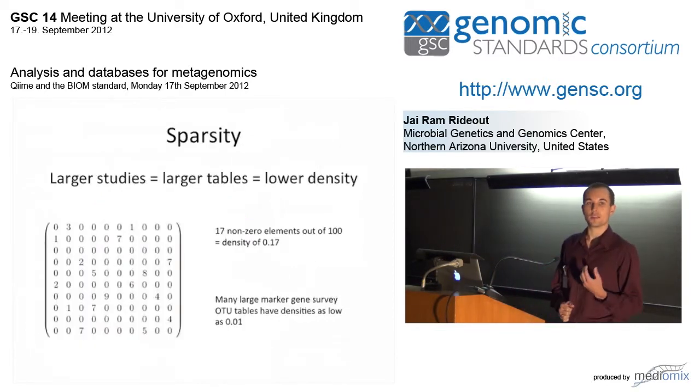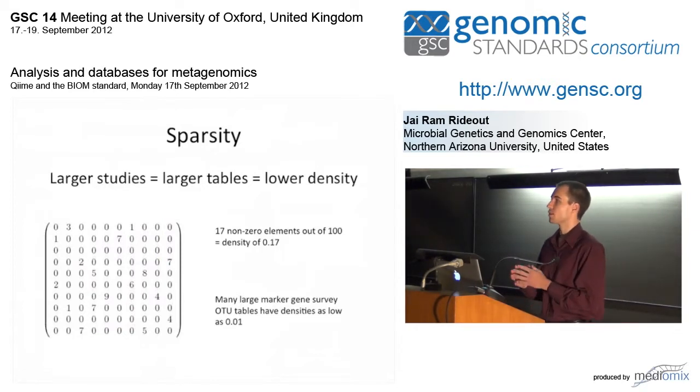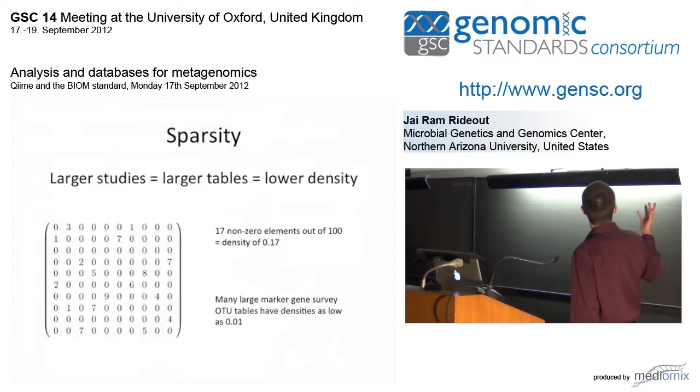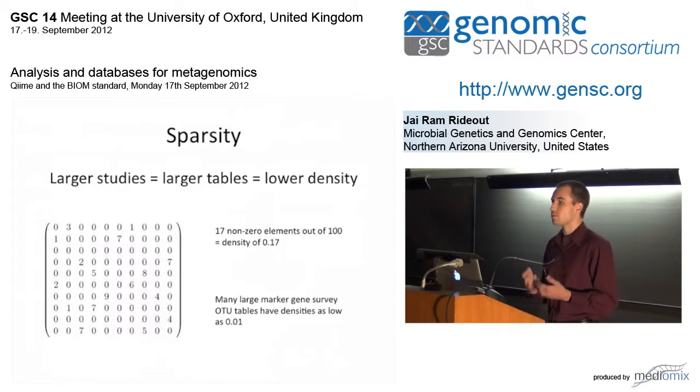Another property that's shared between many of these different comparative omics techniques is that these tables are typically very sparse, especially the larger they get. They become more and more sparse. And by sparse, I mean that there's a huge percentage of zeros in the table itself. If you look at this example here, this has 100 elements in the contingency table, and only 17 of them are non-zero. And so we would say that the density of this table is 0.17.